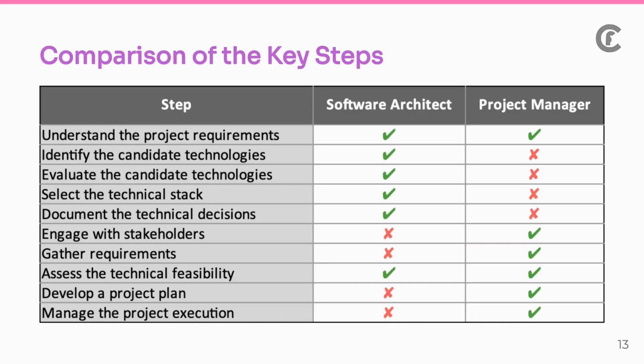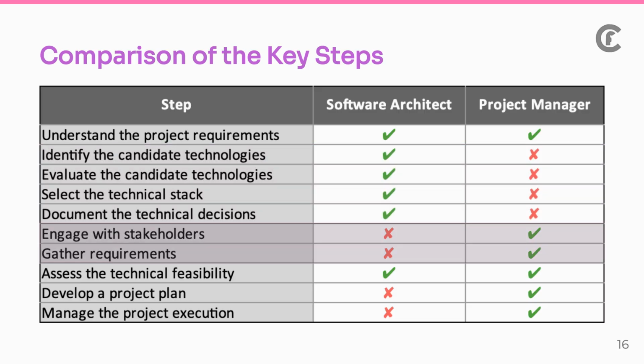Now let's compare the key steps between the software architect and project manager. Both the software architect and the project manager share the crucial initial responsibility of understanding the project requirements and assessing the technical feasibility. The core duties of the software architect involve the technical deep dive: identifying, evaluating, and ultimately selecting the candidate technologies and the final technical stack. Following the selection, the architect is solely responsible for documenting the technical decisions made for the system.